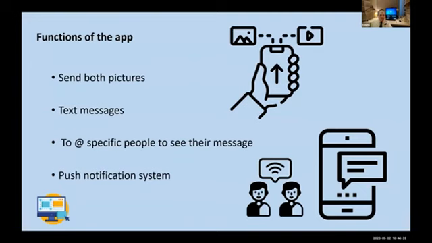Our application allows users to send pictures and text messages and add specific people to see their messages. Users can receive comments and reply to them directly within the application. We also have a push notification system that allows users to follow specific people and receive updates on their activity, ensuring that you are able to receive the activity that is there at a given time.